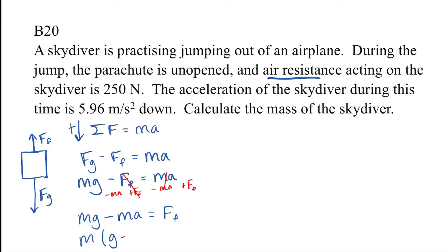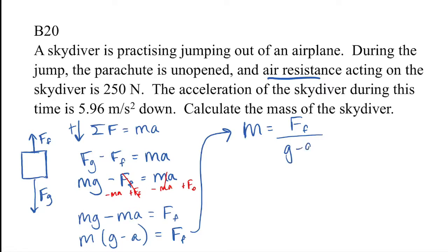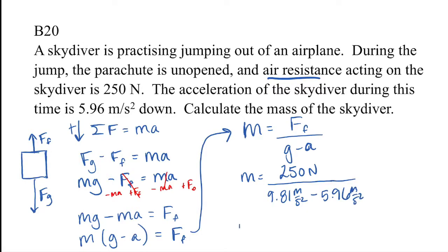Do you remember? You factor out an m, so then you get just g minus a in the brackets, and that's equal to the force of friction. And now I can divide both sides by g minus a. And I get mass equaling the force of friction divided by g minus a. Okay, let's find the mass of this skydiver. Force of friction, again due to air resistance, was 250 newtons. G is 9.81 meters per second squared. And my acceleration is 5.96 meters per second squared.